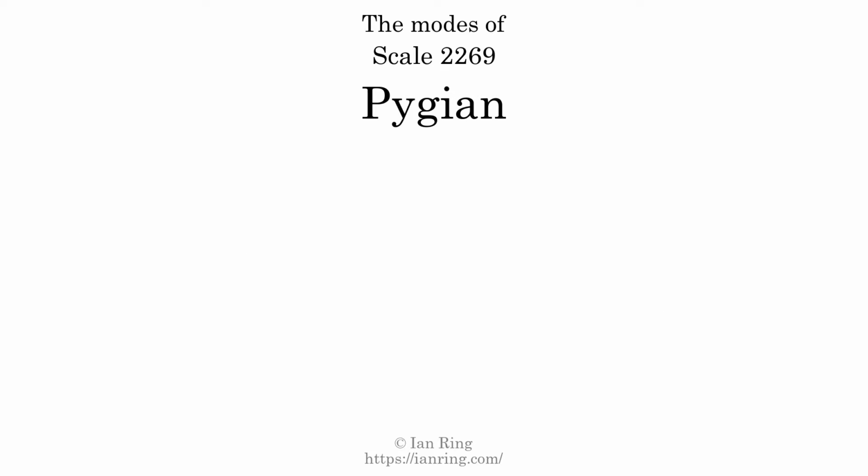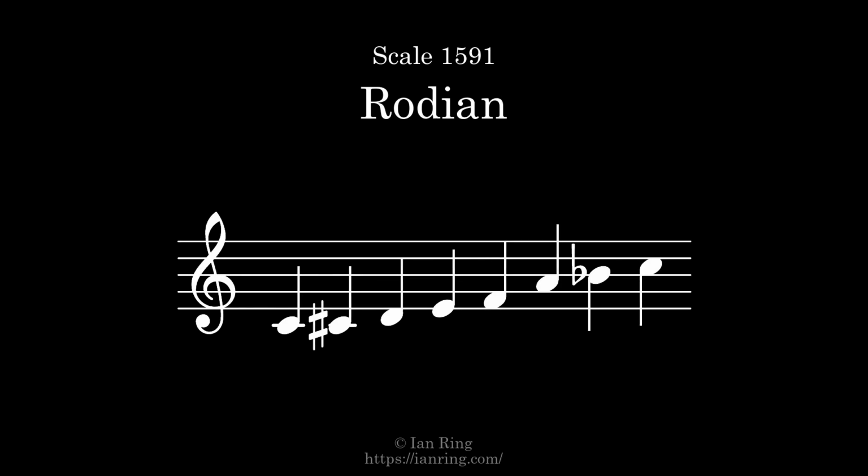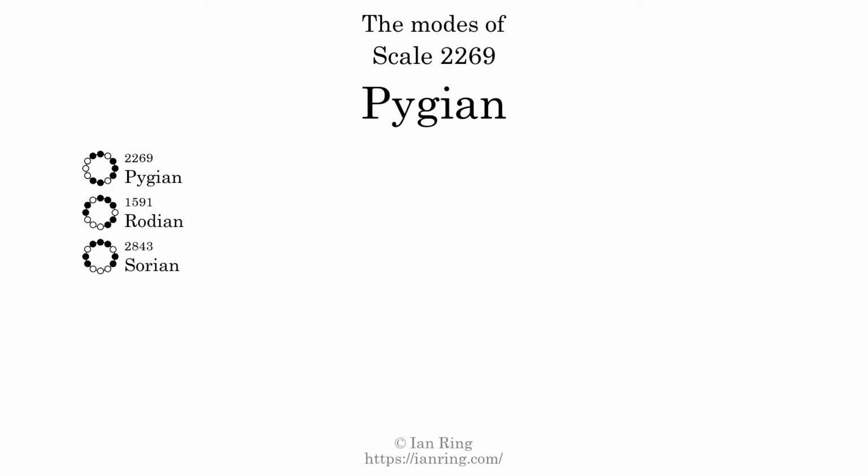This scale has 7 modes. The first mode is itself. The second mode is scale 1591, also known as Rhodian. It sounds like this. The third mode is scale 2843, also known as Saurian. It sounds like this.